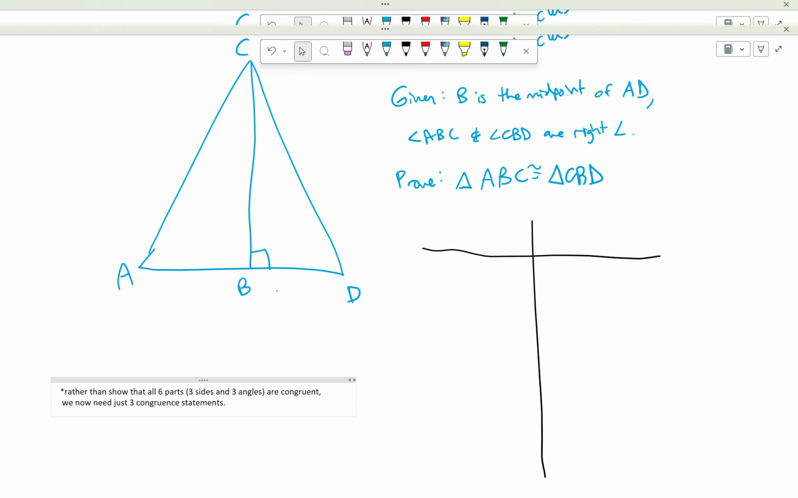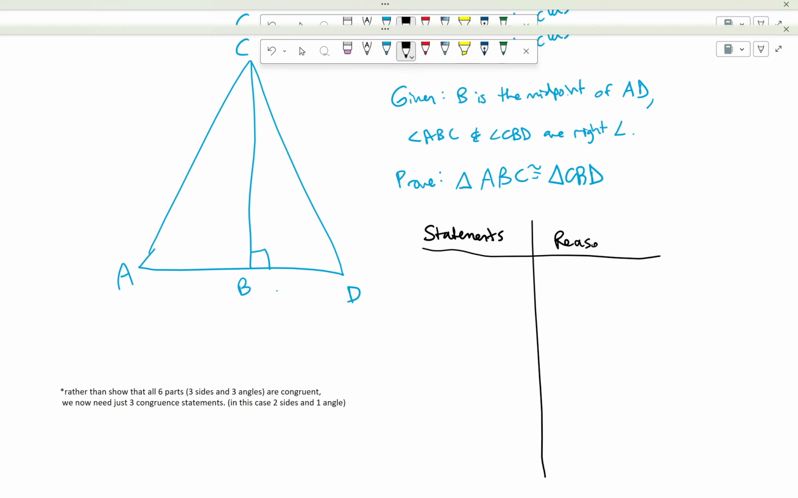It's going to be some combination of sides and angles. In this case, we need two sides and one angle. Now, the angle has to be included. This is something I can't stress enough when we get into class. There is no angle side. The angle has to be in between, sandwiched between the two sides.